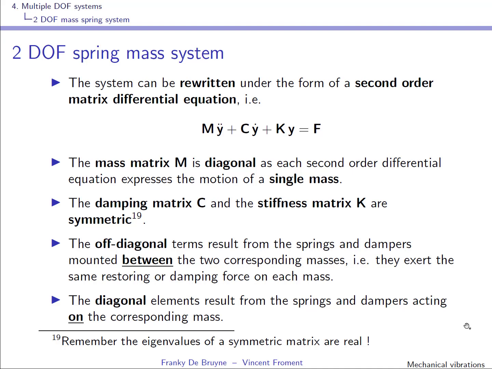Okay, we have seen that in the damping matrix and in the stiffness matrix, the off-diagonal terms result from elements that are mounted between the corresponding masses. You have to put a minus sign in front. And the diagonal elements result from springs and dampers acting on the corresponding mass. So C and K can be constructed quite easily.